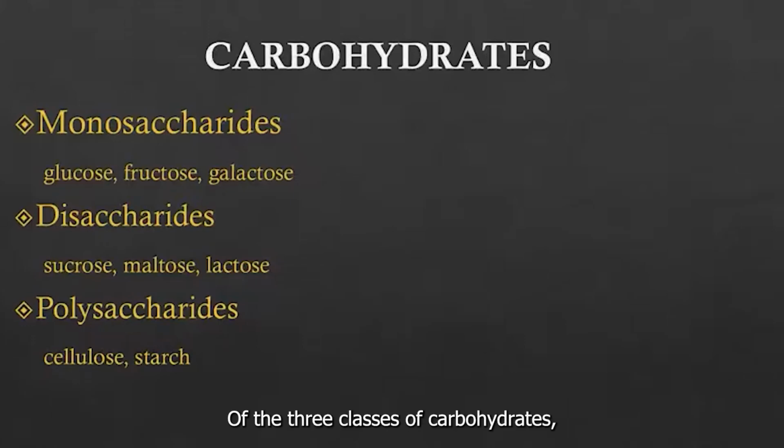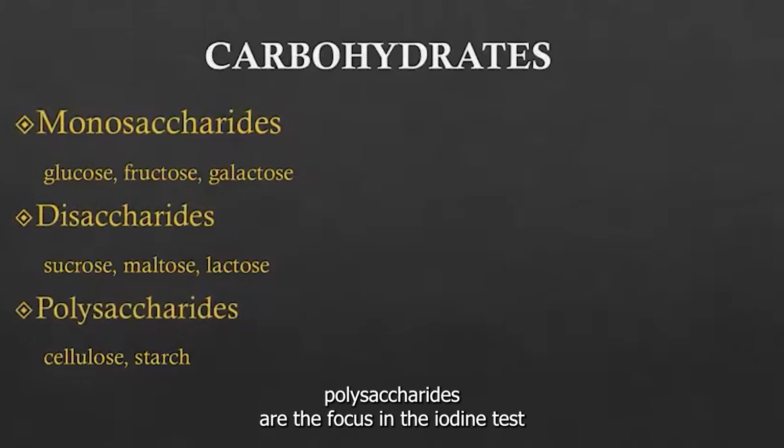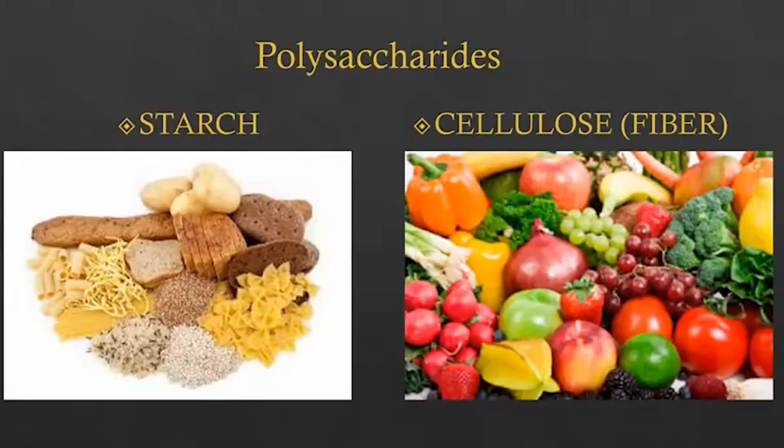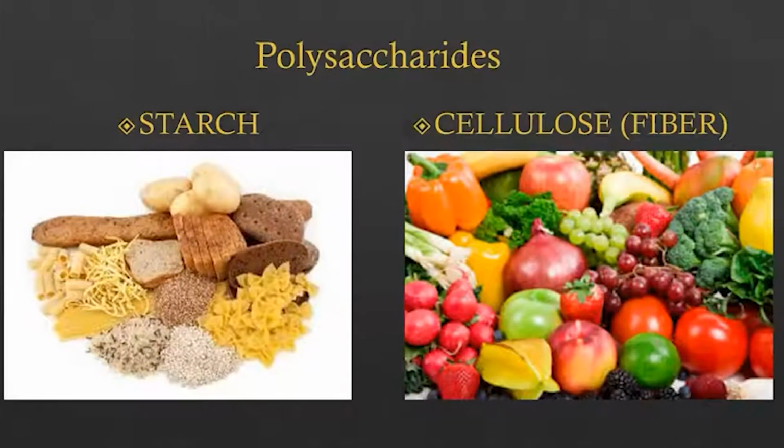Of the three classes of carbohydrates, polysaccharides are the focus in the iodine test for the presence of starch experiment. The two types of polysaccharides include starch and cellulose. Another term for cellulose is fiber.